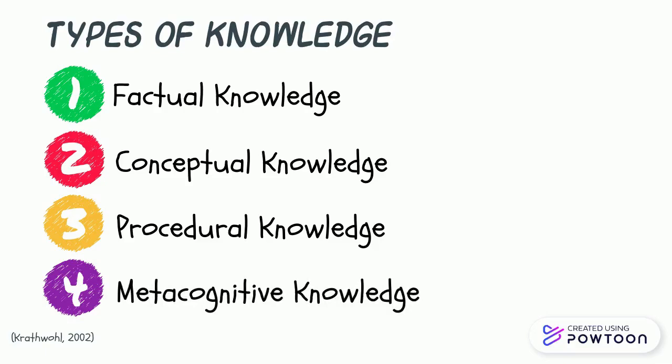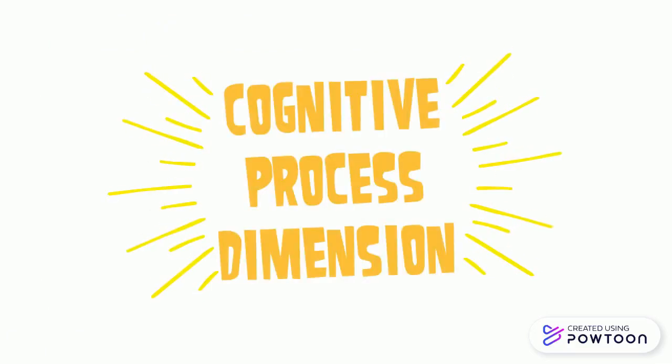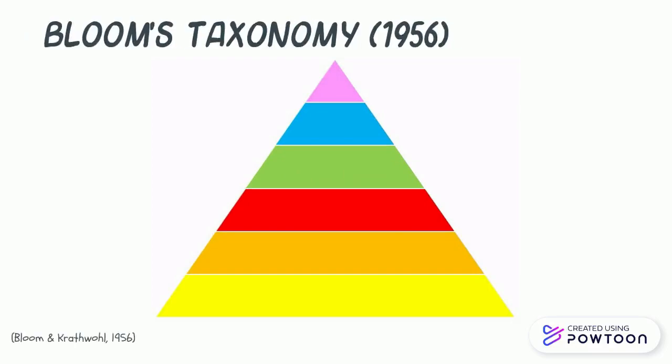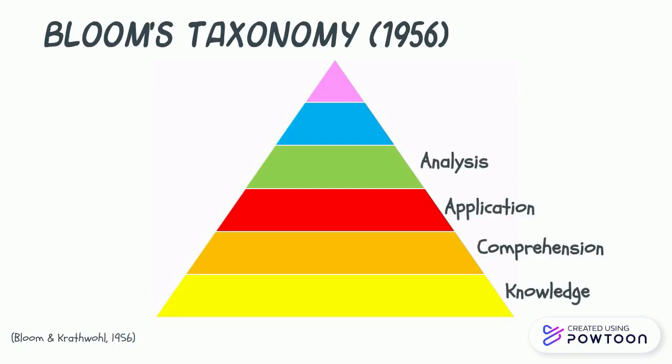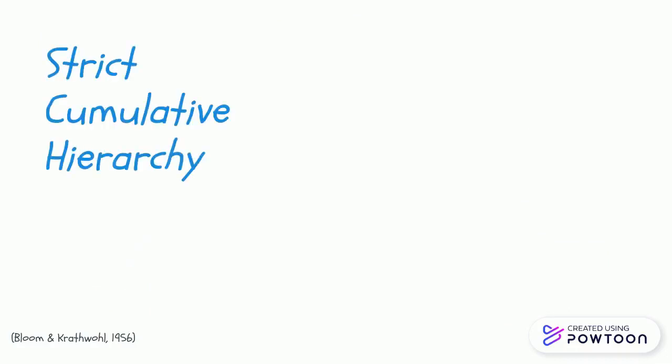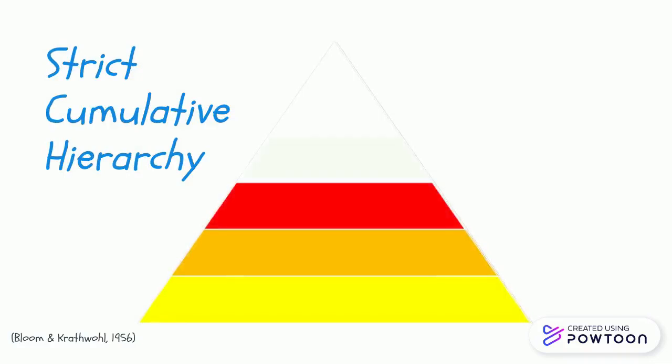And the cognitive process dimension is what I think most people think of when they hear the term Bloom's taxonomy, because this is the pyramid diagram that's often associated with this. The original 1956 version has 6 categories in the cognitive dimension, and they are knowledge, comprehension, application, analysis, synthesis, and evaluation. These were ordered from simple to complex, concrete to more abstract. These categories were seen as being a cumulative hierarchy, so you had to master the more simple categories before you could master the more complex ones.